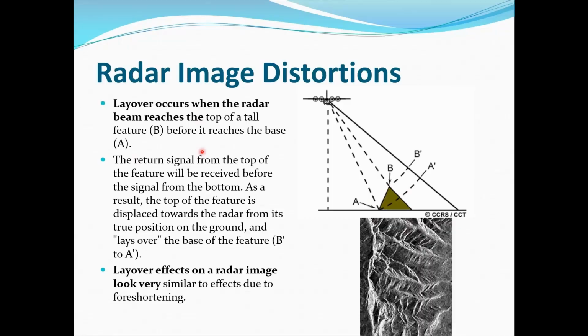So what do I tell you here? Layover occurs when the radar beam reaches the top first. You can see that the distance from here up to here is shorter than the distance from here up to here, so it's the reverse. The beam is now reaching the top before it reaches the bottom.